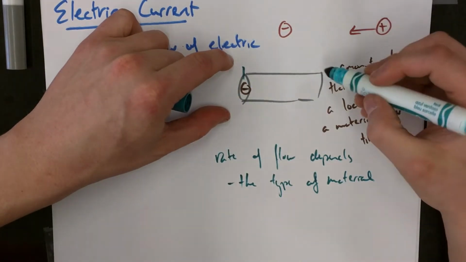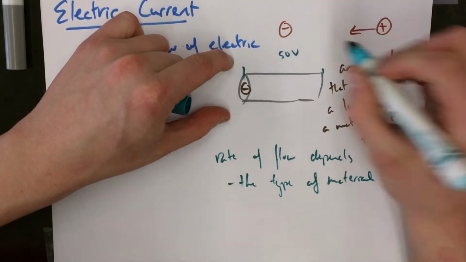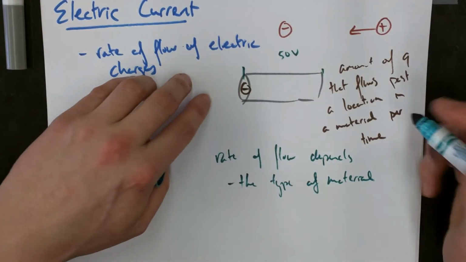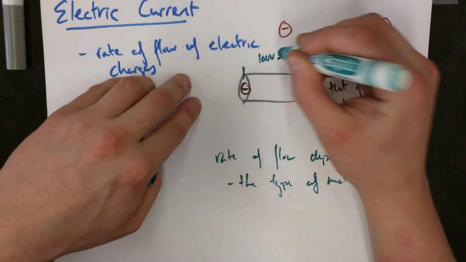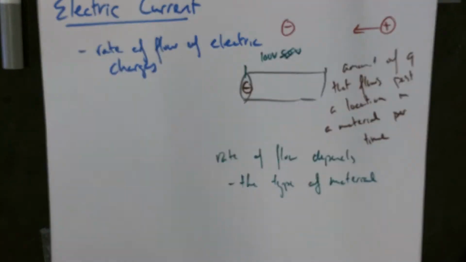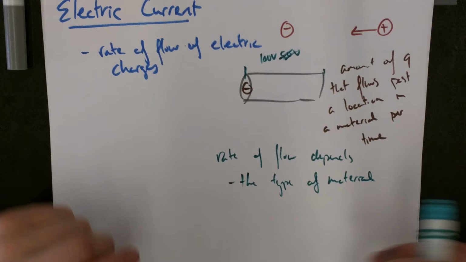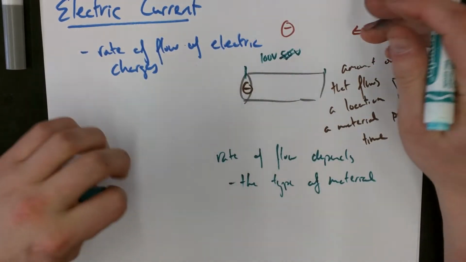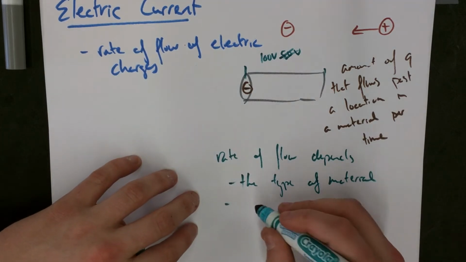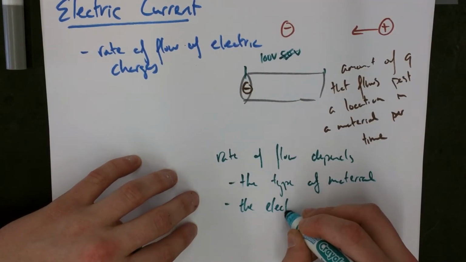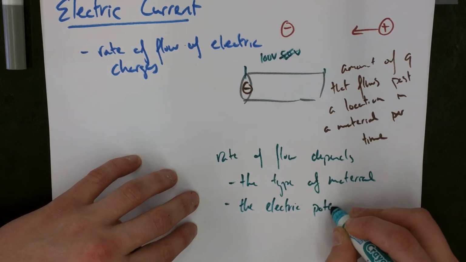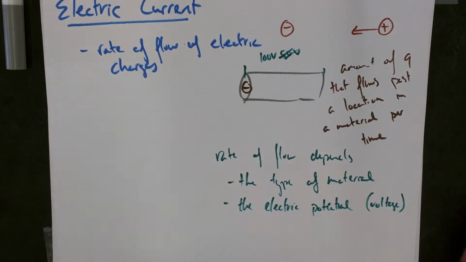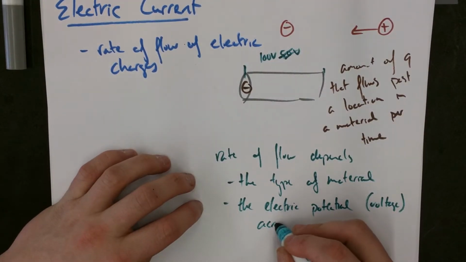So maybe this would be 50 volts of potential difference, and we would get some flow of electric charges. But if I up this to 100 volts rather, then the electrons would move much more rapidly through this material. So it must depend also on the electric potential, or voltage, across the material.